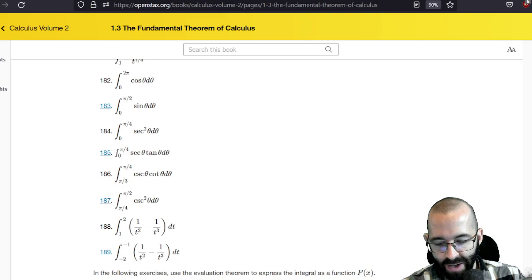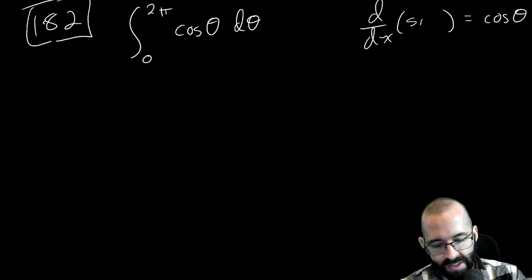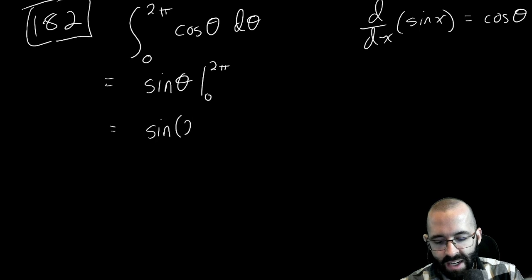Let's put my window back where it belongs. All right, so our answer is sine. Sine is the antiderivative of cosine. So this is going to be sine of theta, evaluated at 0 and 2 pi, and we're taking the difference. So we get sine of 2 pi, which is 0, minus the sine of 0, which is 0.